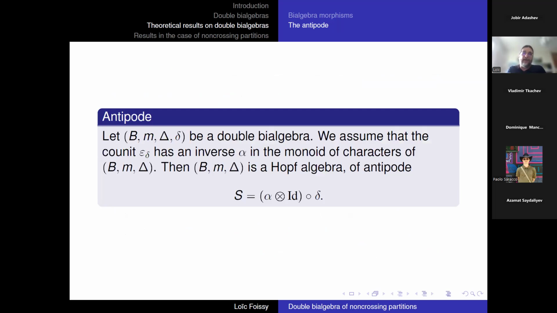So it's better if you have a double bialgebra. Remember the antipode gives you the inverse of any character. With a double bialgebra, you have to compute it only for one character, which is the counit of the second coproduct. If it has an inverse, alpha, then you have the antipode like this. You apply the second coproduct, and you kill the left part with this special character, alpha.